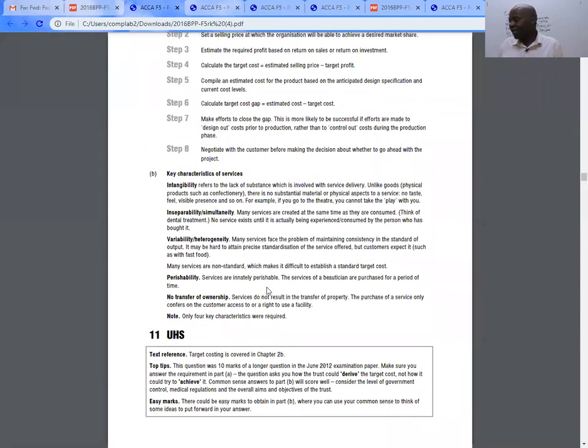Perishability, services are innately perishable. The services of a beautician are purchased for a period of time. Even mwalimu, of course, today's contract will be ending at exactly 10. So it's perishable. I can't stay with you here forever. No transfer of ownership. Services do not result in the transfer of property. The purchase of a service only confers on the customer access to a right to use a facility. So, ladies and gentlemen, I hope that is okay.